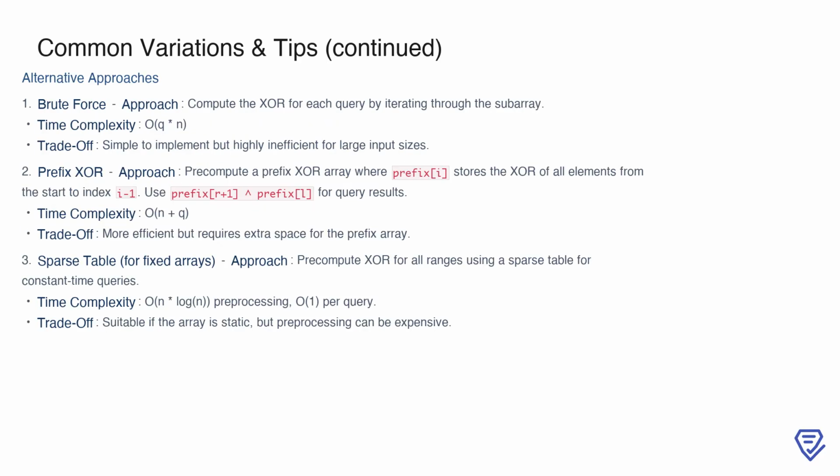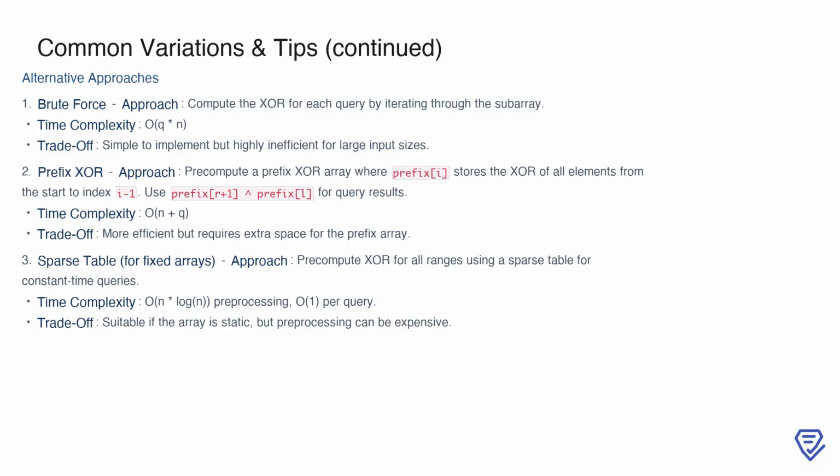When considering alternative approaches to solving XOR queries, the brute force method is a straightforward option. Here, you calculate the XOR for each query by iterating through the subarray. While simple to implement, this approach has a time complexity of O(q*n), making it impractical for large input sizes. A more efficient solution is the prefix XOR approach.